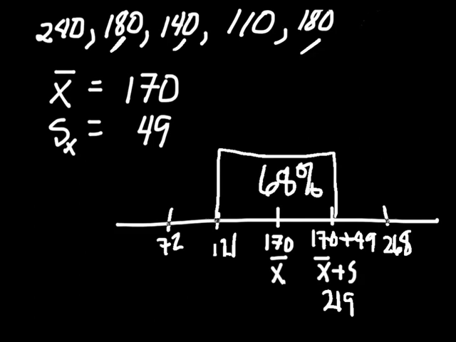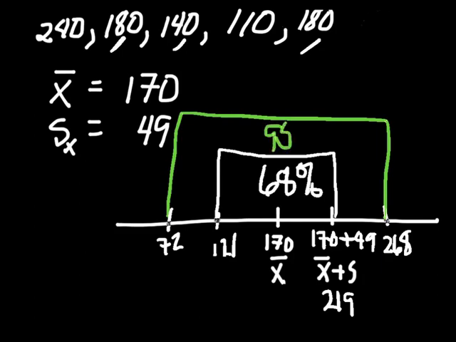So if I go within 2 standard deviations, I should have 95% of the data within 2, and that would be from 72 to 268, and in our case, that would be 100% of our data, which is approximately close to 95%. So even if our data is not symmetric, this empirical rule seems to hold.